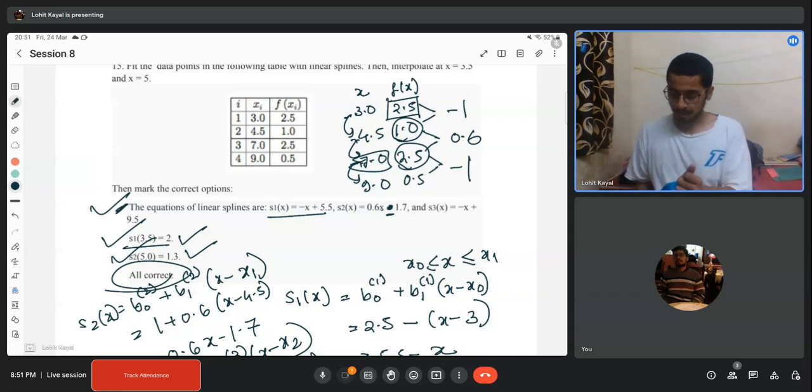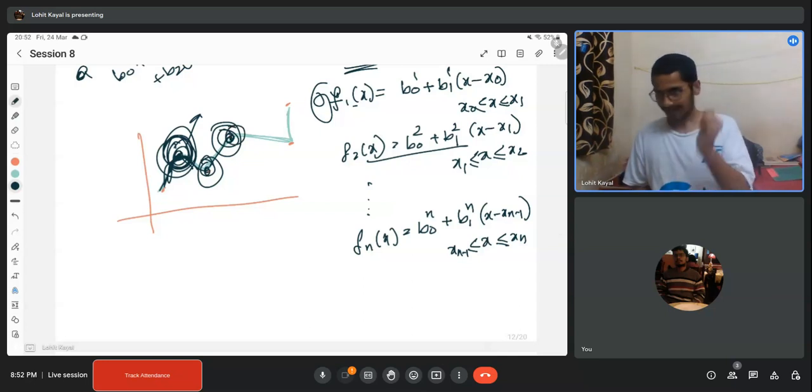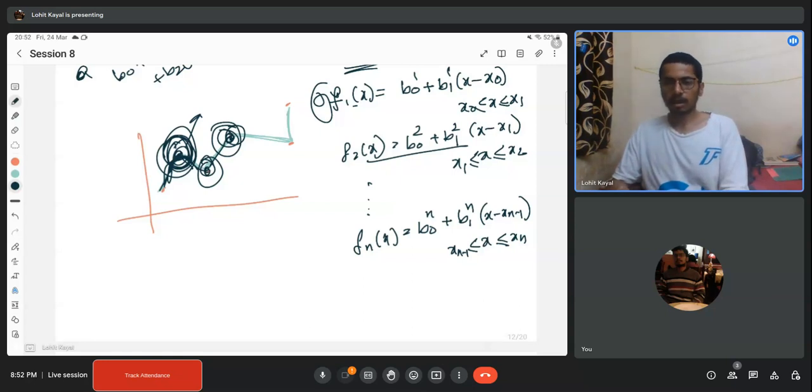In case of a linear polynomial, the value at the connecting point should be equal. In case of a quadratic polynomial, the value as well as the slope at the connecting point is equal. For the cubic polynomial, the value, the slope, and the second derivative will be equal at the connecting point.